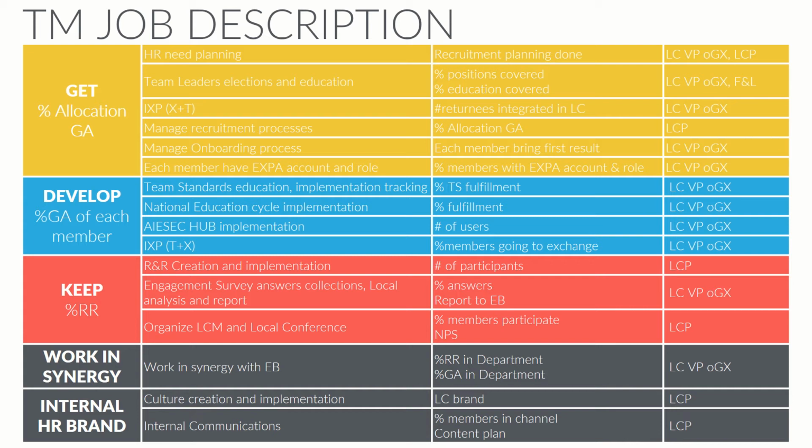And the last one here, organize LC meetings and local conferences. How we can measure the percent of members who participate, because if we are doing a local conference or LCM and only few people come, it doesn't make sense to create this huge event just for 1, 2, or 3 people in the LC. And NPS, for people who don't know, it's net promoter score. This is how we measure how satisfied people are with the content of the LCM or local conference. We also have it at the national conference. And it helps us to understand what was good and what we need to improve for the next time.